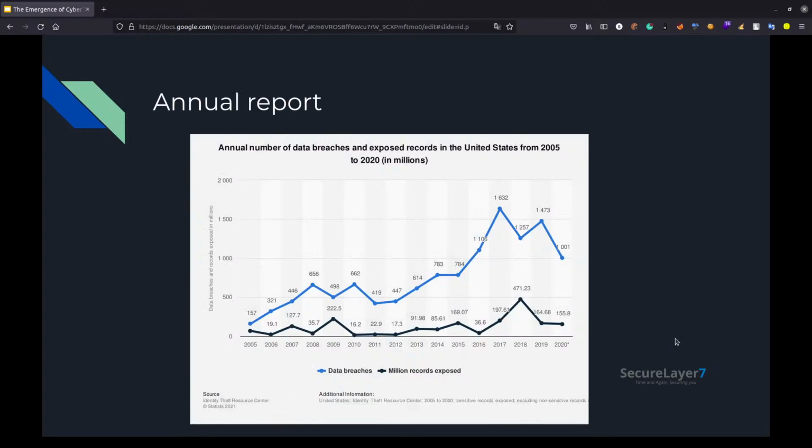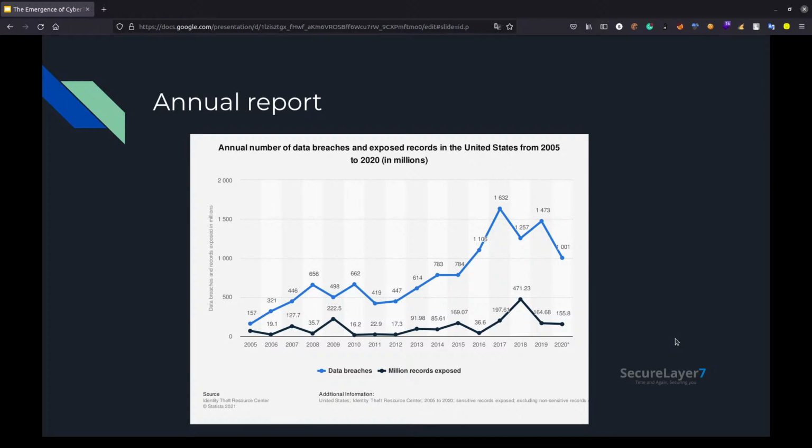Here we have an image of an annual report about the data breaches in the USA that occurred in the year 2020. This came to a total of 1001 cases. Meanwhile, over the course of the same year, over 155.8 million individuals were affected by data exposures, that is, accidental revelation of sensitive information due to less than adequate information security.